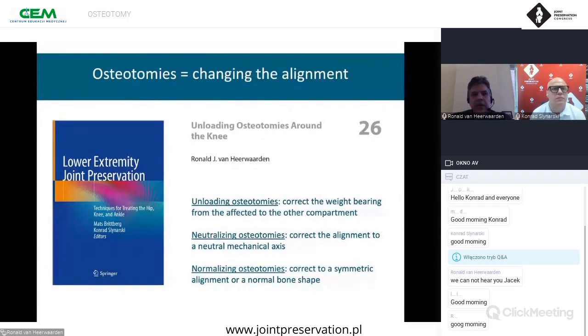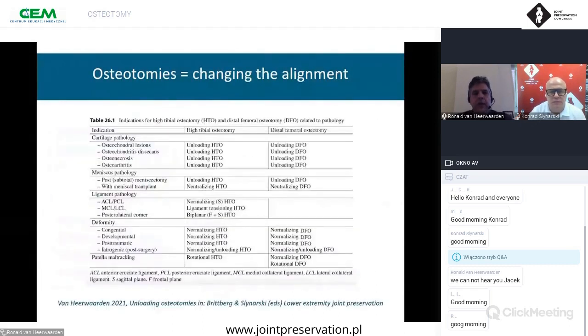And finally, normalizing osteotomies. Sometimes varus is normal in the other leg. The patient, after an accident with a malunited fracture, doesn't like to have a straight leg, just wants to have symmetric legs. So you correct to symmetry, which may be to valgus or to varus. So normalizing osteotomies and normalizing bone shape may also be what osteotomy is all about.